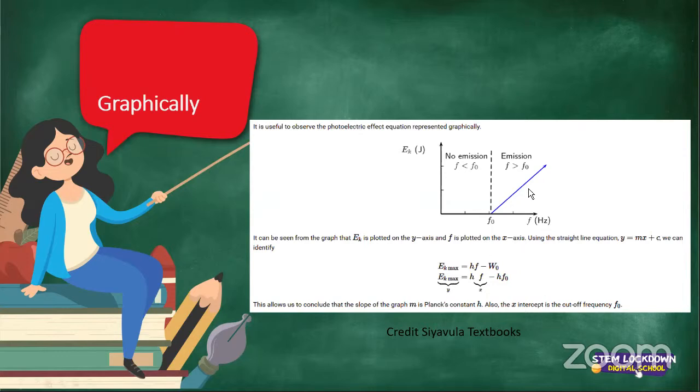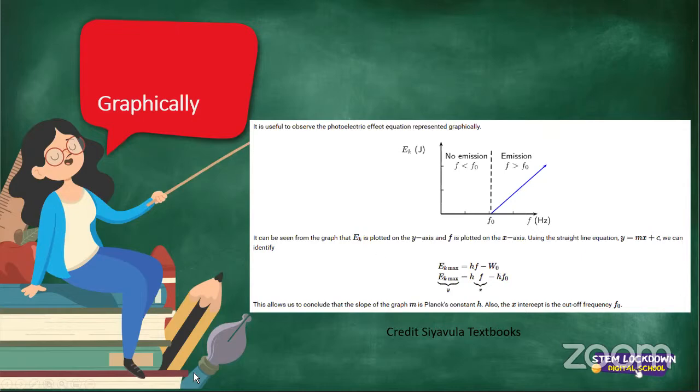And so if you look at this line, then if you were to extend this line straight back to your y-axis, you would get your y-intercept, and your y-intercept in this case is actually your work function. It's your W naught.